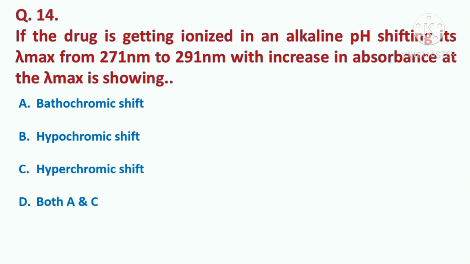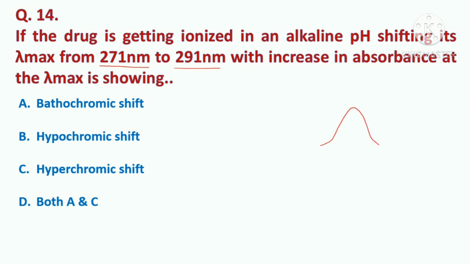So this is the last question. If the drug is getting ionized in an alkaline pH, shifting its lambda max from 271 nanometer to 291 with increase in absorbance at the lambda max, it is showing: option A, bathochromic shift; option B, hypochromic shift; option C, hyperchromic shift; and option D, both A and C. So what is happening here? The change in pH is ionizing the drug and it is shifting its lambda max from 271 to 291 nanometer.